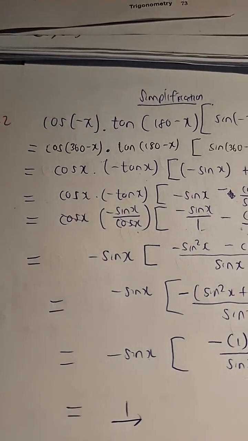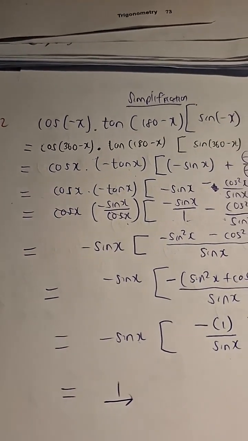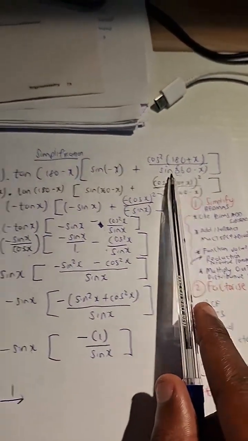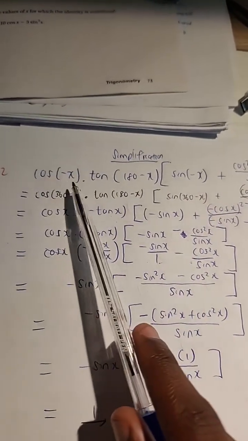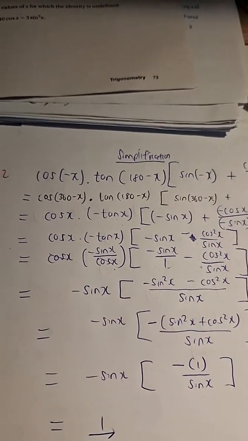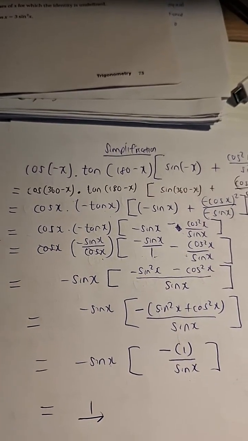Identities are even easier because they give you the answer. With simplification, you don't know the answer, so you actually literally have to do things correctly as you go along. All right. So I tend to feel that simplification is more difficult than identities.